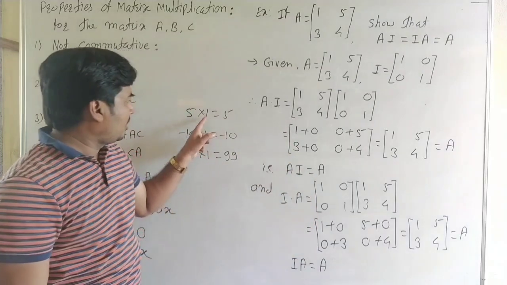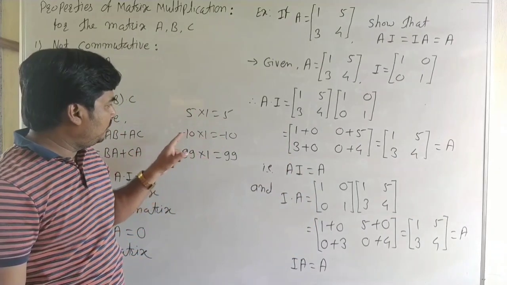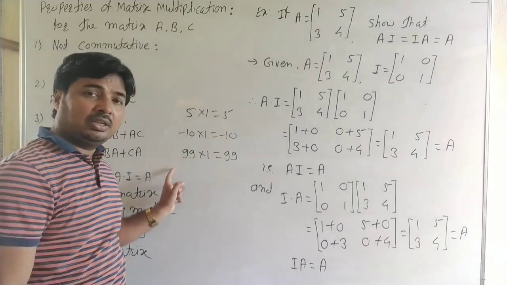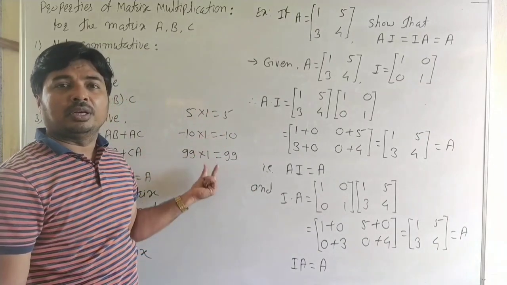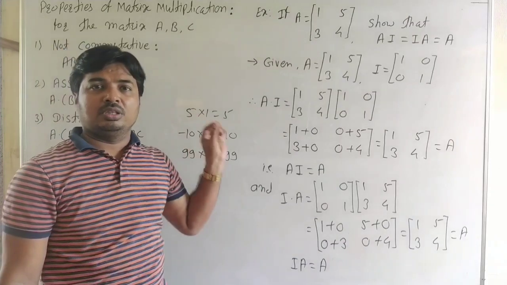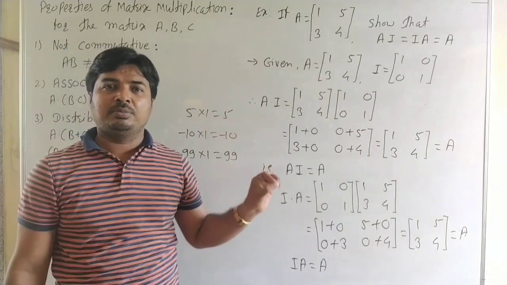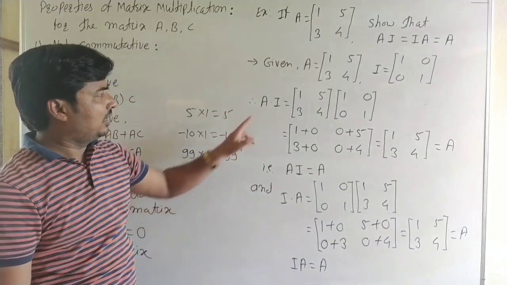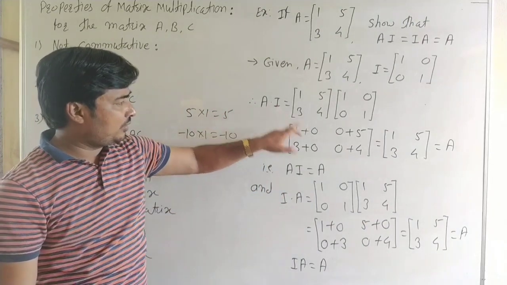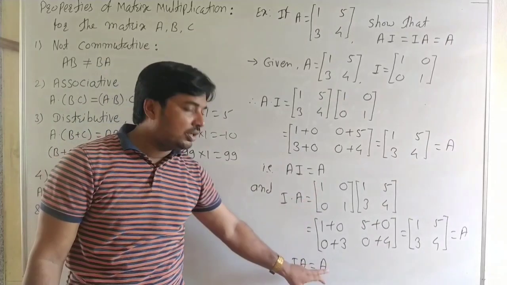Here, 1 into 5 is 5, 1 into minus 10 is minus 10, 1 into 99 is again 99. It is a 1, it is a unit element. When we multiply a number with the unit element, we get the number itself. Same procedure: A into I we get A, or I into A we get A.